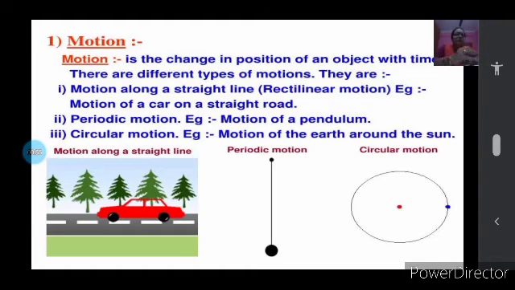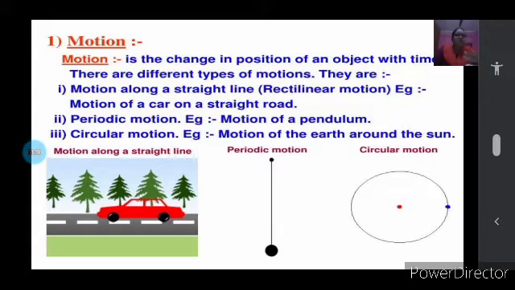Motion is the change in position of an object with time. Any object, if it is changing its position with respect to time, then we say that the object is said to be in motion. Again I repeat, when will you say an object is under motion? If it is changing its position with respect to time, then we'll say the body is in motion. What is the opposite term for motion? Rest. So if it is not changing position, we say it is at rest.